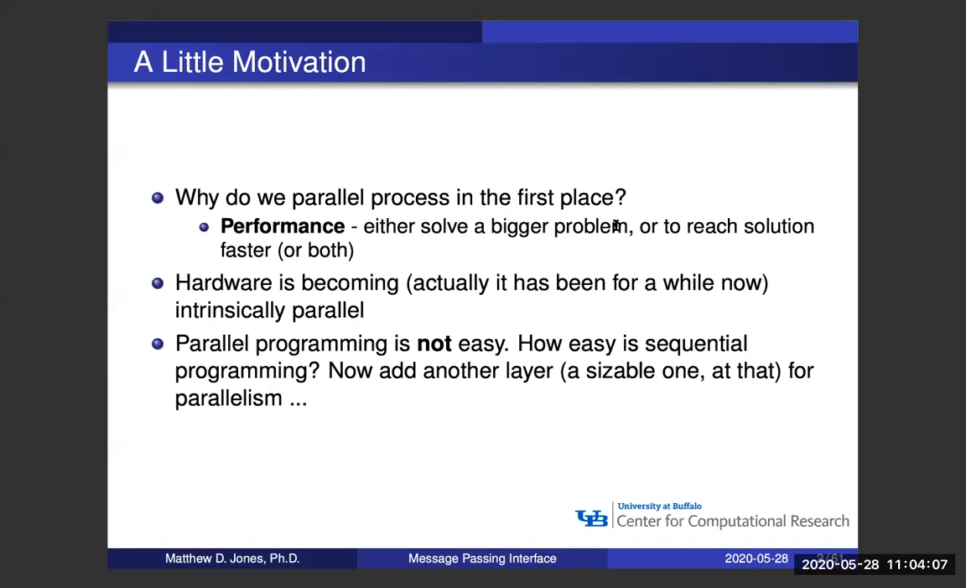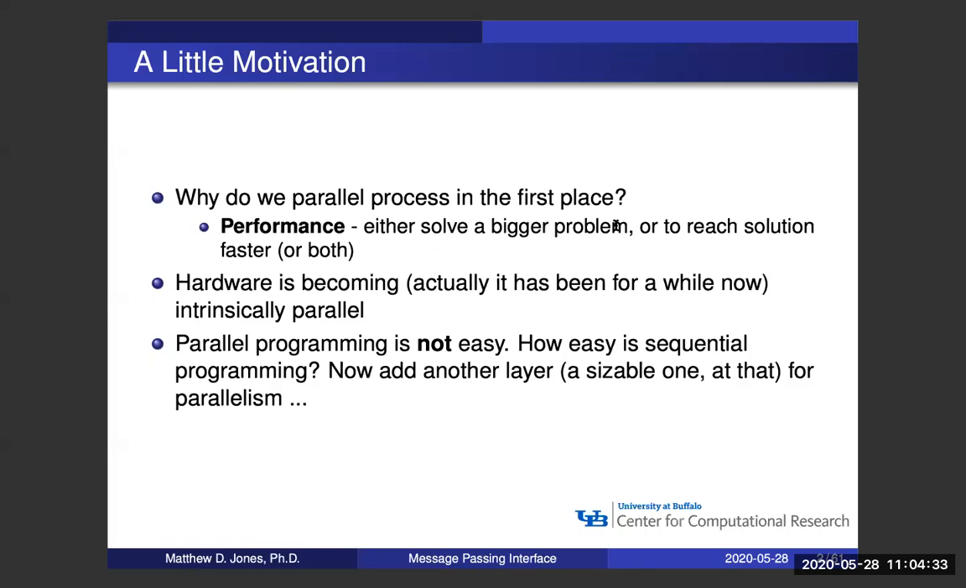So first, a little motivation. Why are we trying to parallel process in the first place? Well, usually that's for the purpose of performance, right? Either we want to solve a bigger problem than we're capable of solving on our individual desktop or workstation or whatever development platform we happen to be using, or we want to reach a solution faster, or potentially both of those things. There's little argument these days that the hardware is becoming intrinsically more parallel, right?